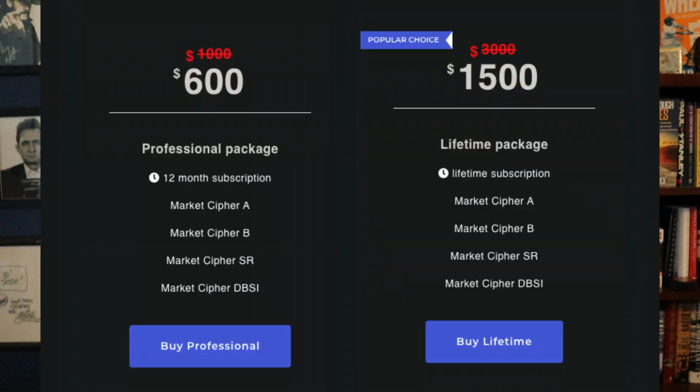Now, subscriptions to Market Cipher come in with two options here. It's either $600 for the year or $1,500 lifetime. If you're going to be seriously day trading and you're going to be at the computer, then I would highly recommend the $1,500 lifetime version because you're going to get more out of this, all right?